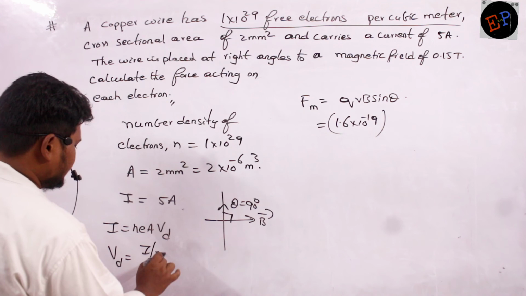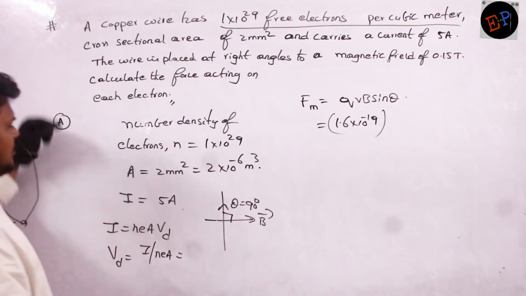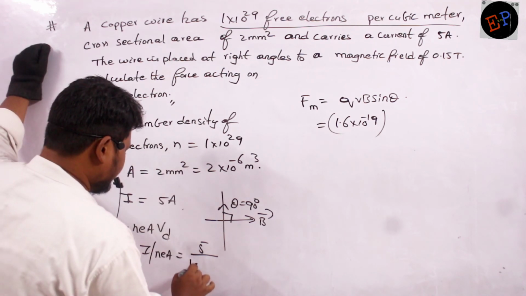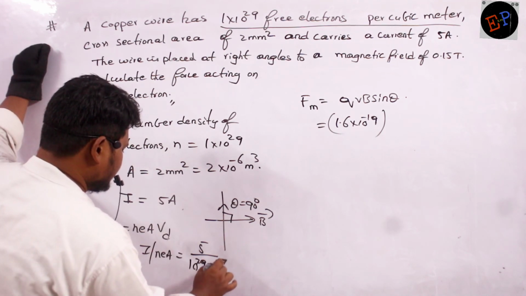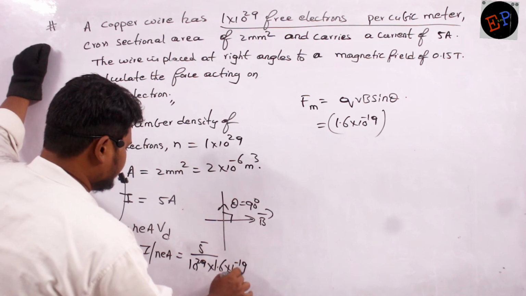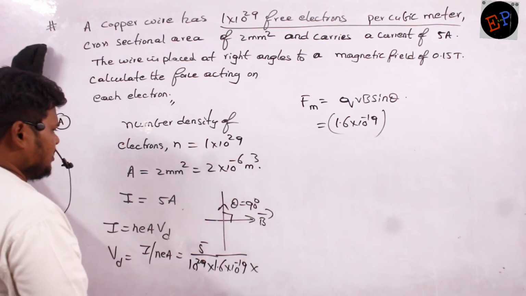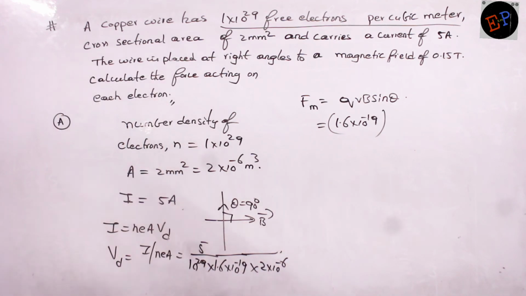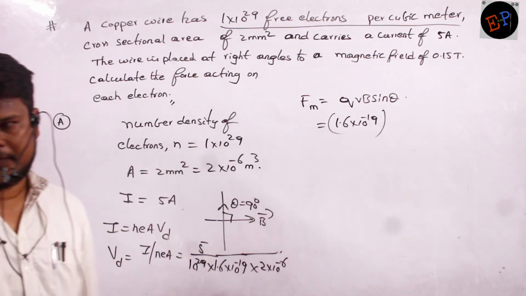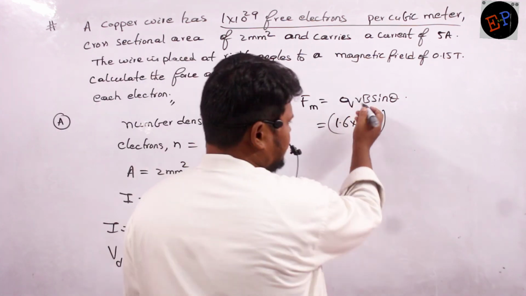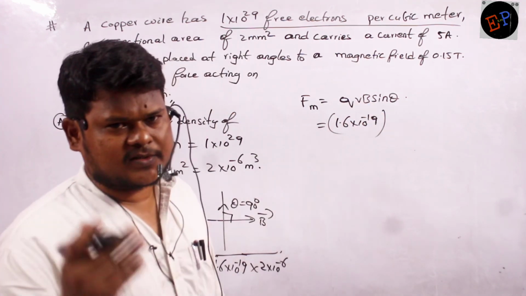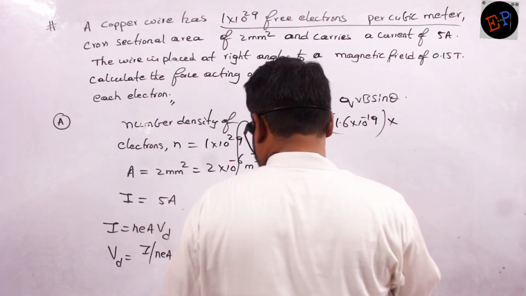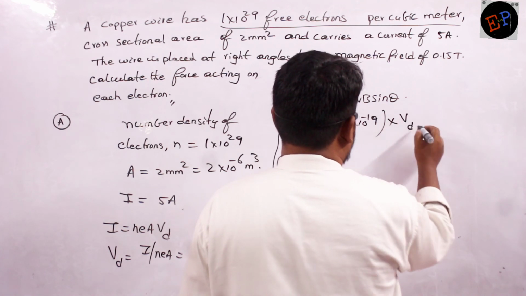Vd is I divided by NEA. The strength of the current is 5 amperes. Number density is 10 power 29. Charge of an electron is 1.6 into 10 power minus 19, multiplied by area of cross section, 2 into 10 power minus 6. From this I can calculate the drift velocity. Take the drift velocity and substitute here. V means the drift velocity of electrons, the velocity with which electrons are moving.